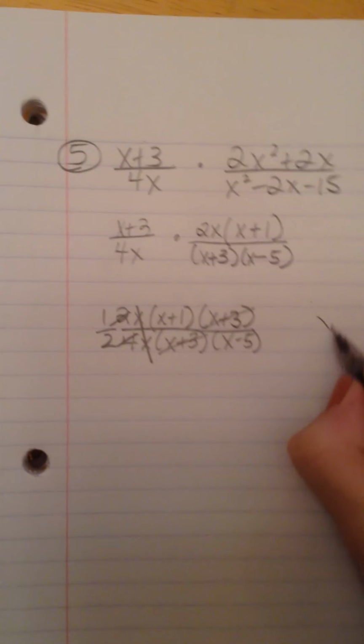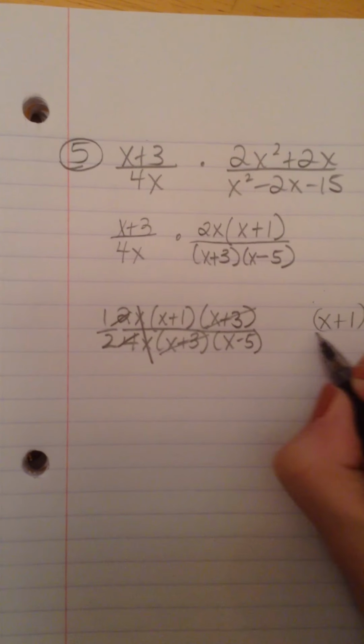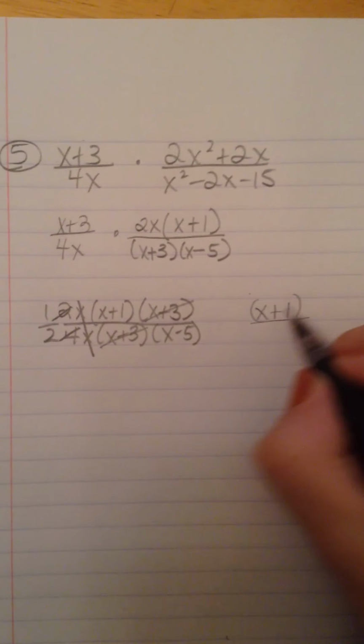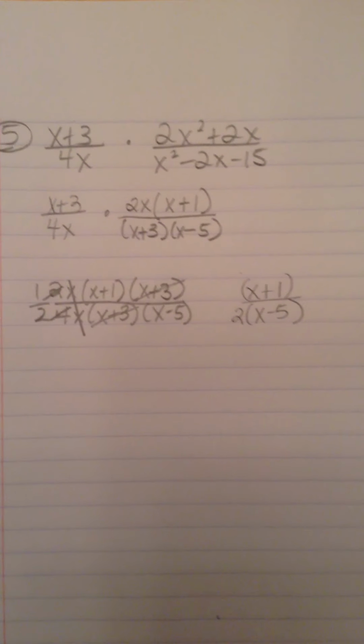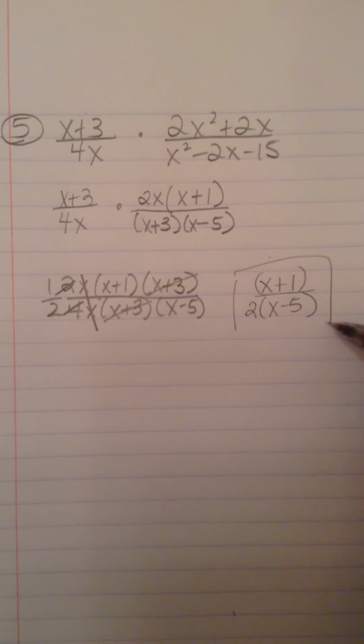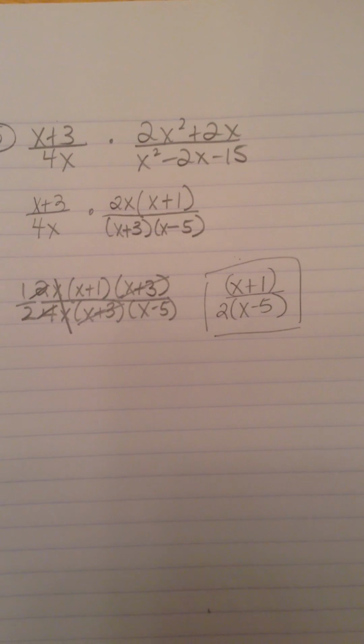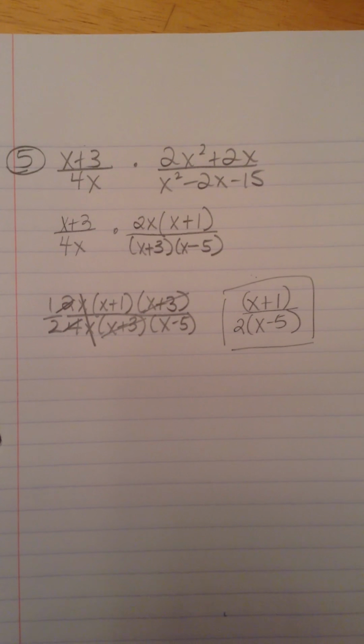All that I'm left with is an x plus 1 on the numerator, and then a 2 and an x minus 5 on the denominator. So then all of this would be my answer. I would not need excluded values here.